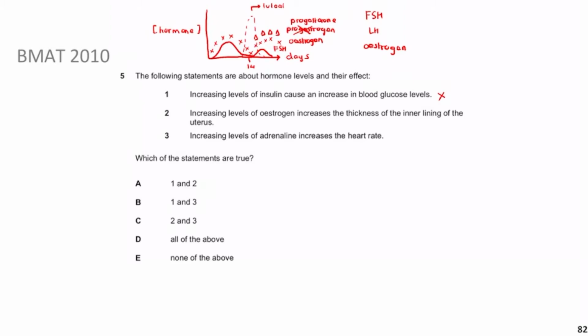So hopefully, guys, that makes sense. So increased estrogen levels are used to increase the thickness of the inner lining of the uterus. That's true because it increases the cell density essentially. So that's true.